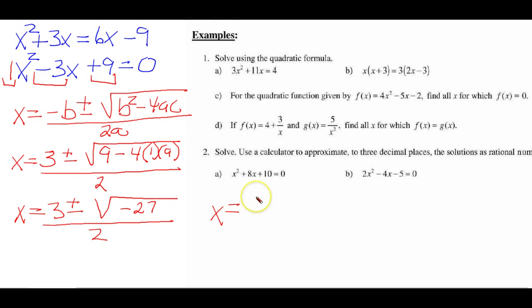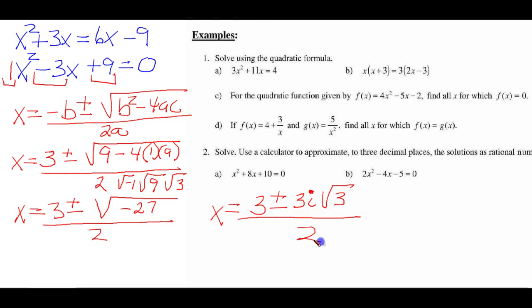x equals 3 plus or minus. Now this, remember, can be factored into the square root of a negative 1. That's going to be the letter i. Then we have the square root of 9 and the square root of 3. So what is the square root of 9? 3. And we said that the square root of negative 1 is i. So we're going to get 3i there. The square root of 3 all over 2. And that should be our answer.